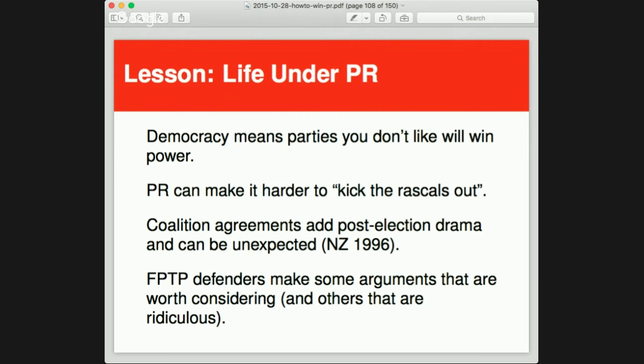But again, rocky beginnings. And then first past the post defenders make some arguments that are worth considering and some arguments that are ridiculous. And so it's easy to laugh at the ridiculous one. Who's going to lose their seats so that a proportional person can get in? And there's some that are reasonable. Oh, it's going to make it harder to kick the rascals out, right? And so we have to be aware of that.